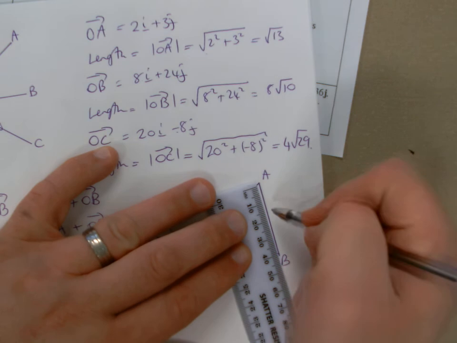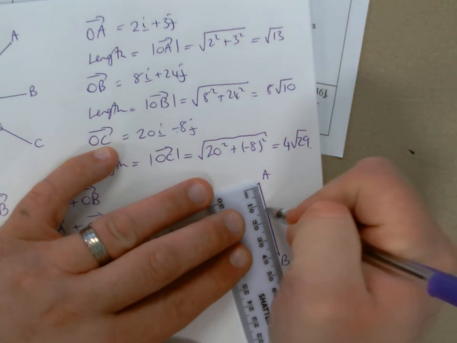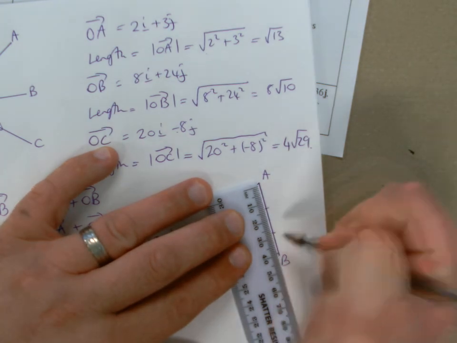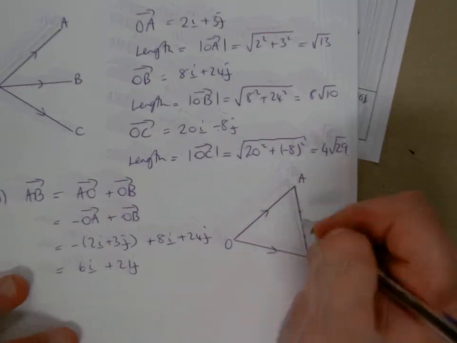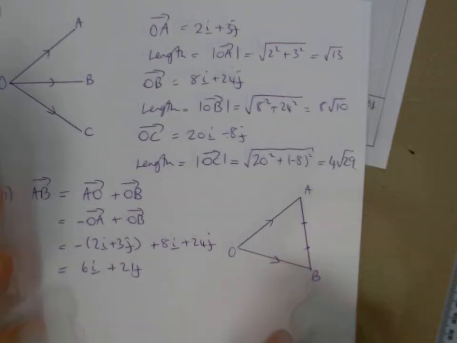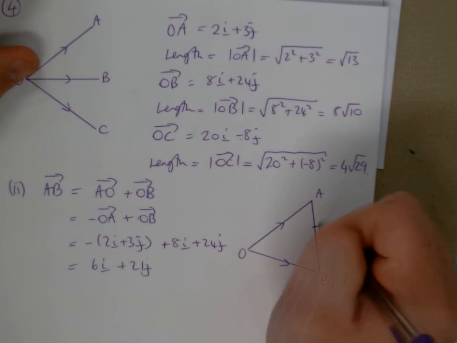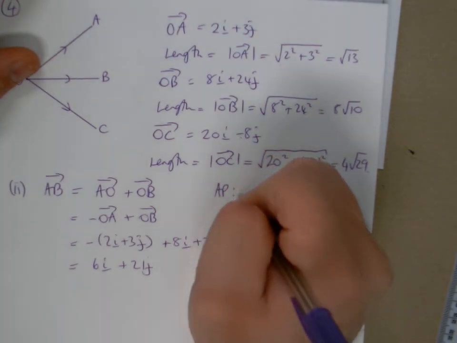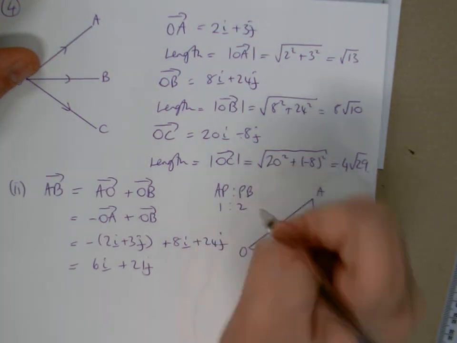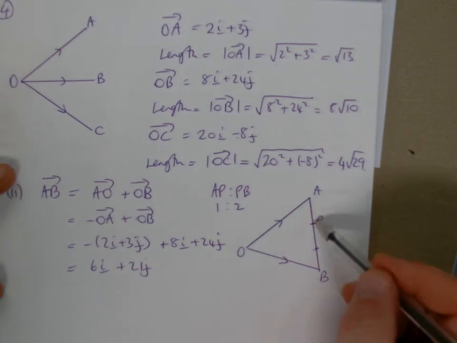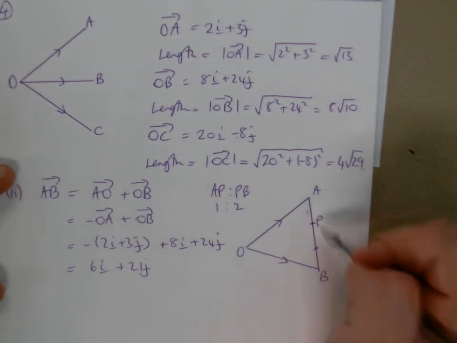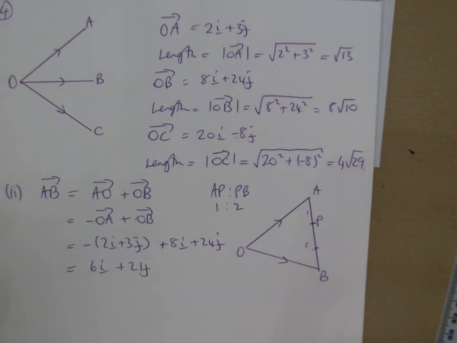So what I could do is split this line up into 3 parts. Let's roughly do that using my ruler. It doesn't really matter about getting it spot on, but it'd be nice to visualize this. So I split the line AB into 3 parts, so that the ratio A to P, P to B is satisfied. In other words, A to P would be 1 part, and then P to B would be 2 parts.